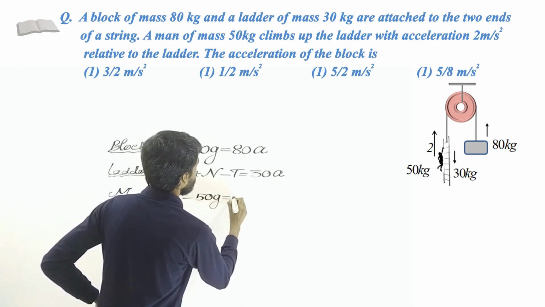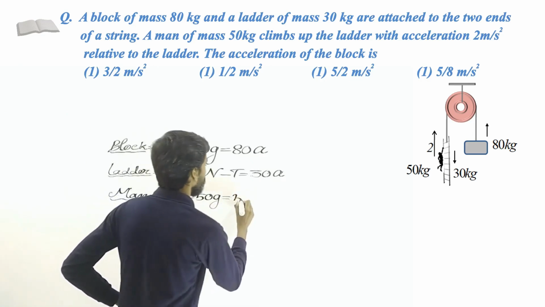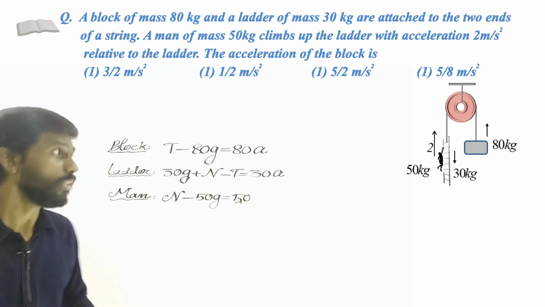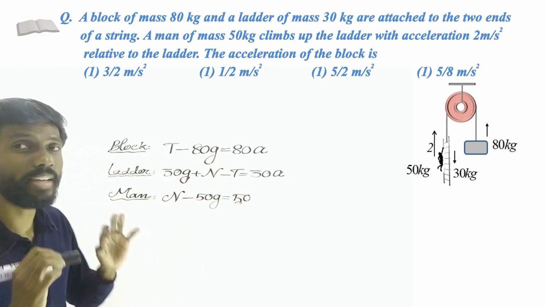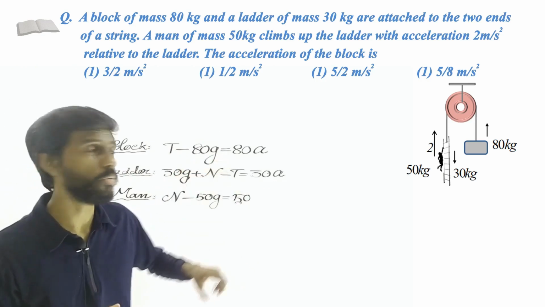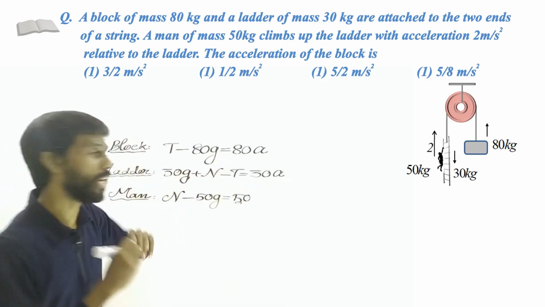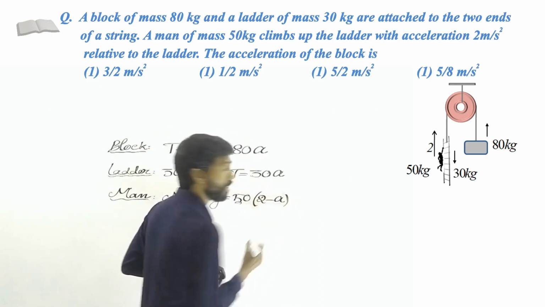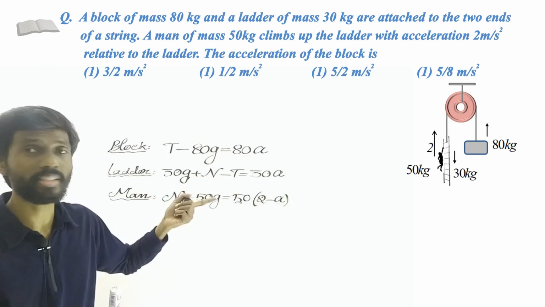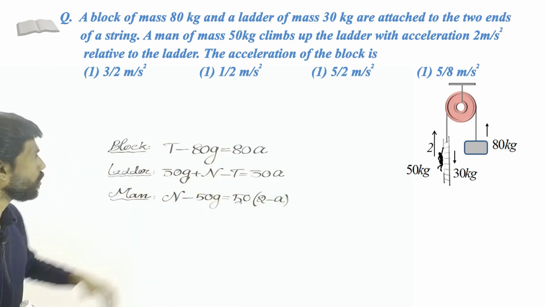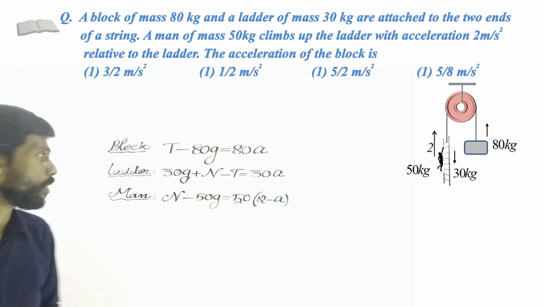So that equals the mass of the man, which is 50 again, multiplied by the acceleration of the man. See, 2 meter per second square, that is the relative acceleration with respect to the ladder, but the ladder is moving down with acceleration a, so the actual acceleration of the man is 2 minus a. You understand? Because they are in the opposite direction. The actual acceleration is 2 minus the acceleration of the ladder, so 2 minus a. So that's all. These are the three equations which we need to solve to get the value of a.